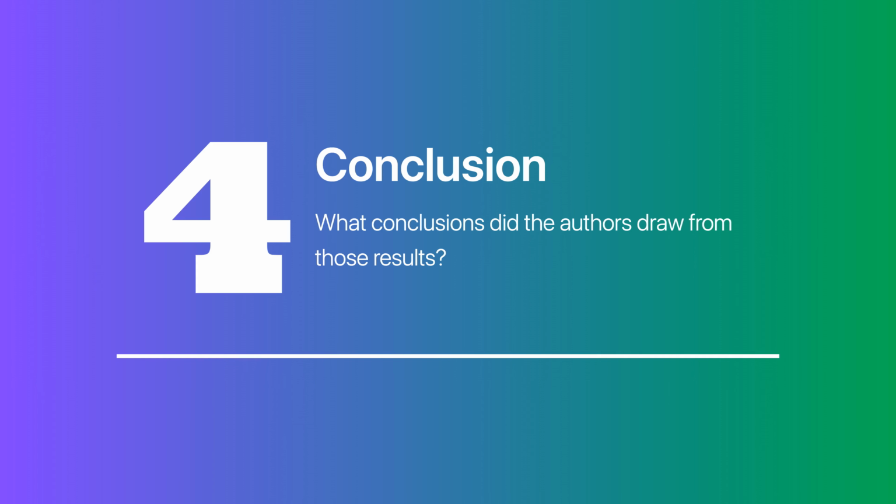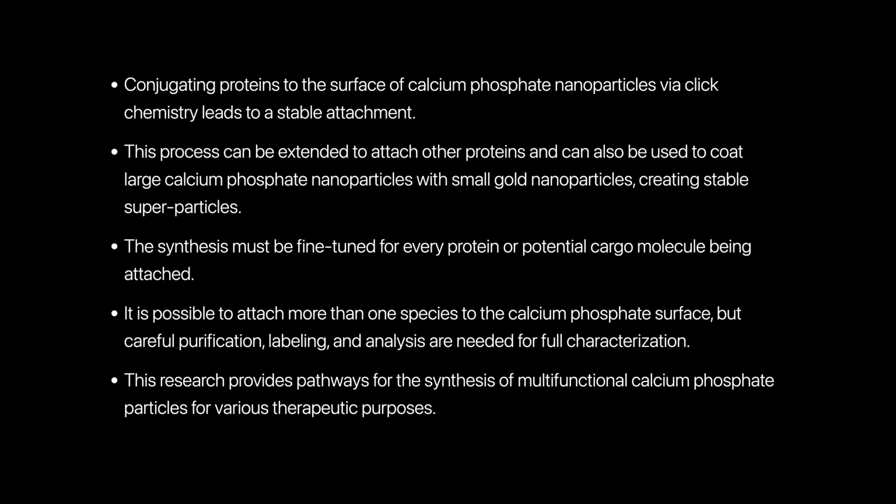4. What conclusions did the authors draw from their results? The researchers concluded that conjugating proteins to the surface of calcium phosphate nanoparticles via click chemistry leads to a stable attachment, as shown with model proteins hemoglobin and bovine serum albumin. This process can be extended to attach other proteins and can also be used to coat large calcium phosphate nanoparticles with small gold nanoparticles, creating stable superparticles.